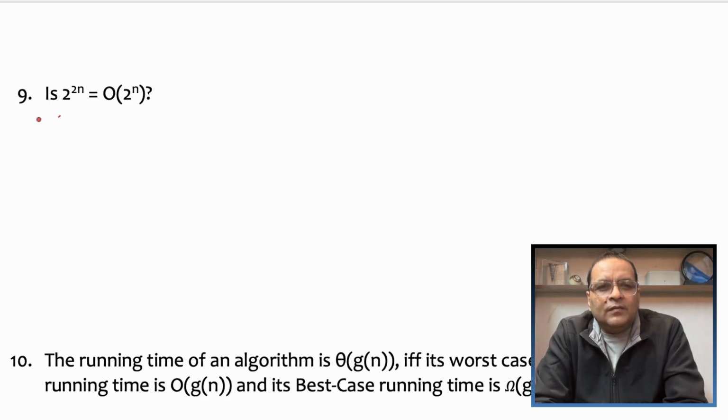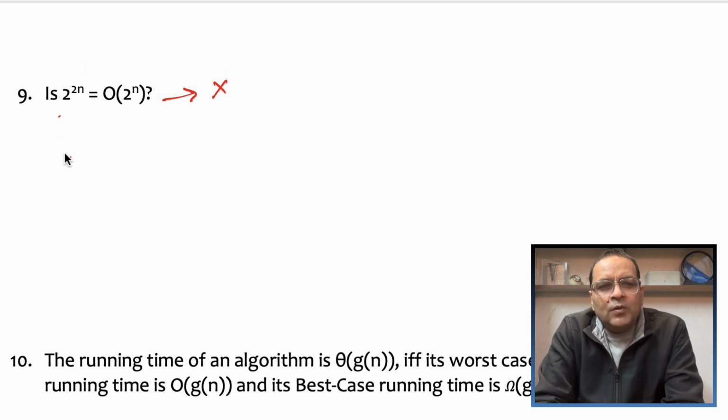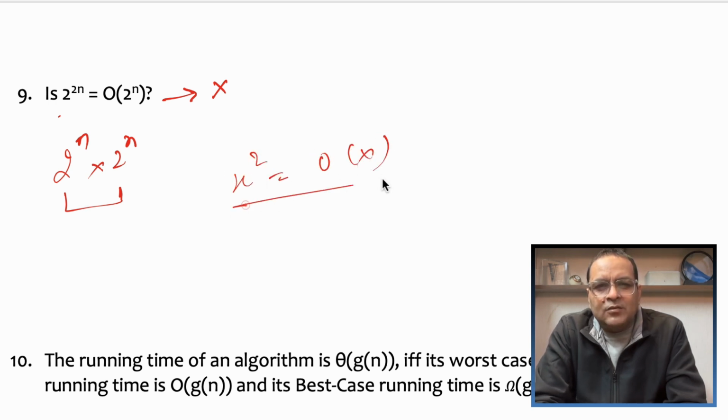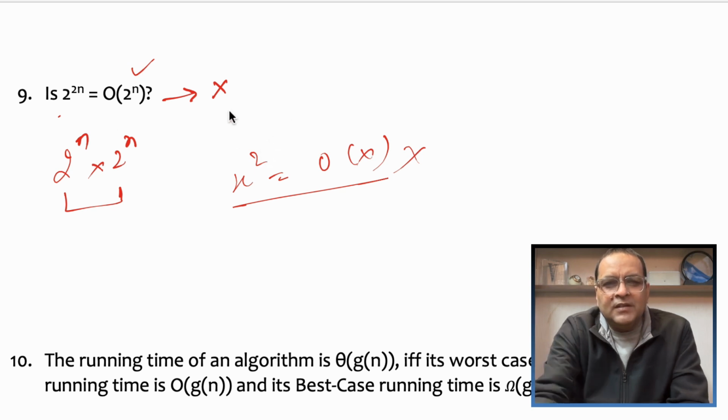Next question. Is 2 raised to the power 2n big O of 2 raised to the power n? This is not correct. So this is false. Why this is false is because 2 raised to the power 2n is actually 2 raised to the power n into 2 raised to the power n. And these two numbers which are getting multiplied are both given in terms of n. So we cannot say that x square is big O of x. So this is not correct. So this statement is false.